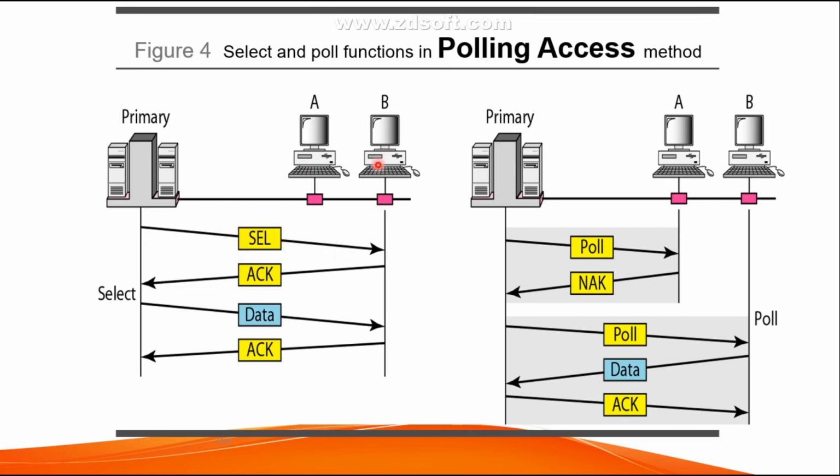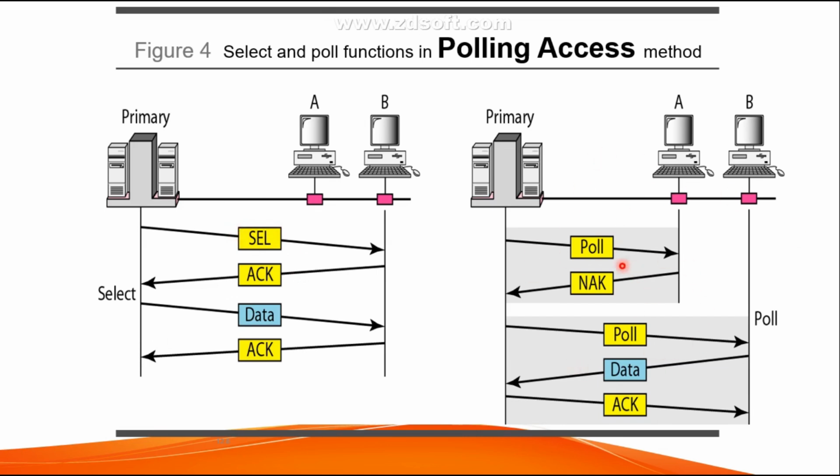So that this target device, this destination, gets alerted. And if it is ready to receive, then it is going to send the acknowledgement. Positive acknowledgement: yes, I am ready to receive the data. After this, the primary is going to send the data frame, and this data frame reaches the target device. And after receiving the data, it sends a positive acknowledgement: yes, I received the data. So this is about your select function.